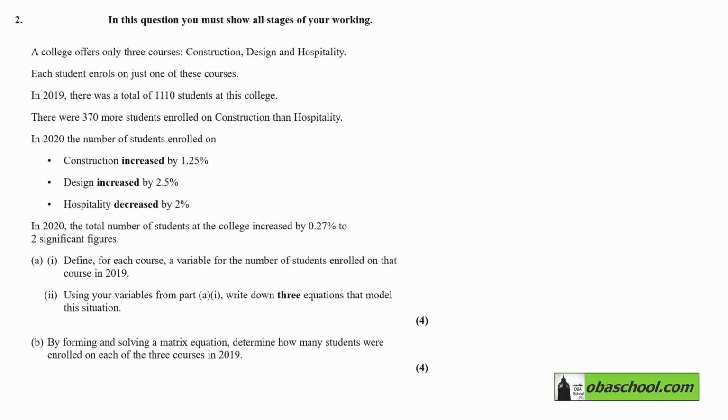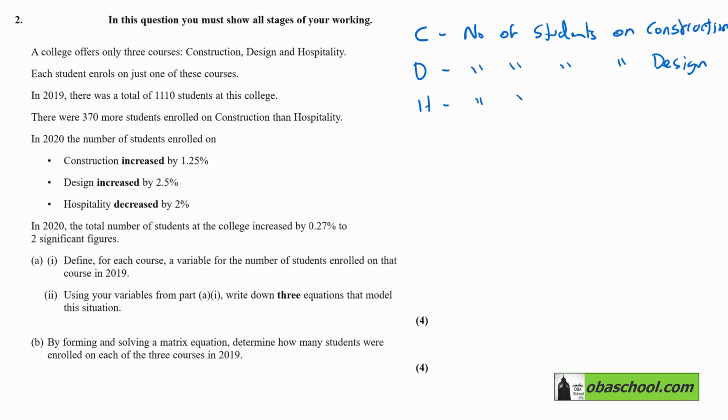We want to start by defining for each course a variable for the number of students enrolled on that course in 2019. So let's define C. That's going to be the number of students on the construction course. And then we'll have D for the number of students on the design course. And then we'll have H for the number of students on the hospitality course.